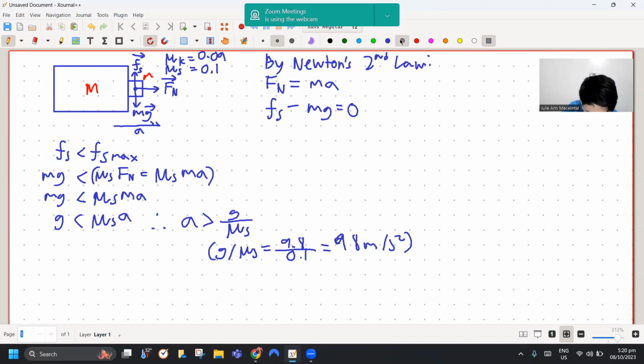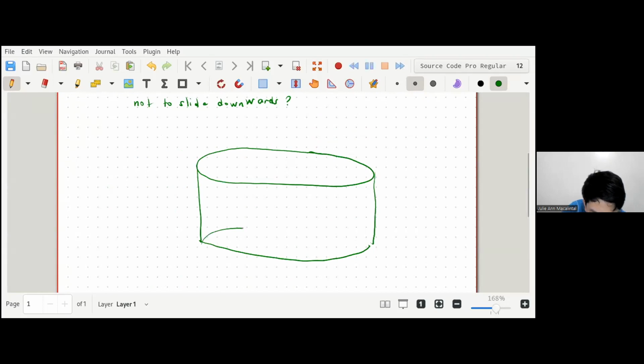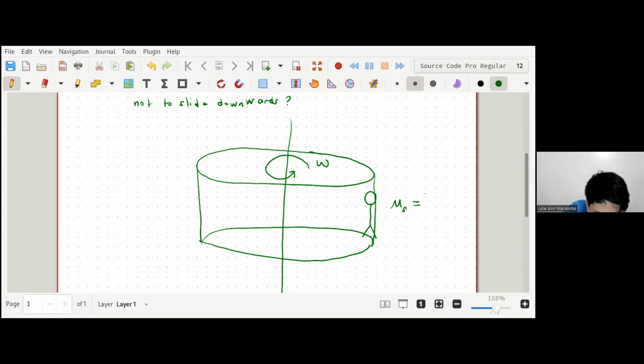Okay, so ito yung itsura nung ride. Merong cylinder na nag-rotate, tapos may tao na leaning against the wall. Ngayon, the cylinder is rotating with some angular speed omega. Tapos, yung coefficient of static friction is, halimbawa, 0.2, para mas mababa yung kailangan.